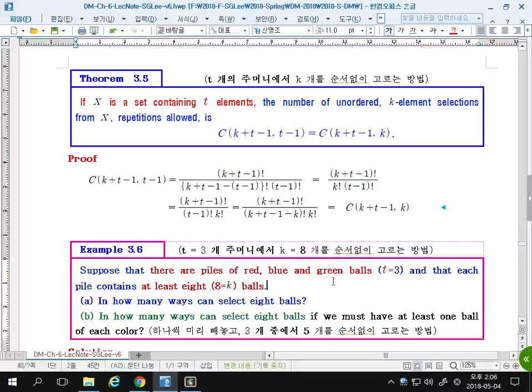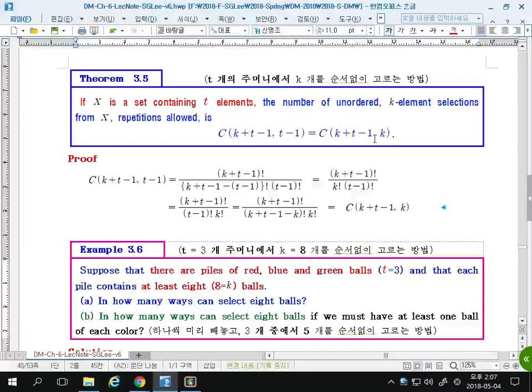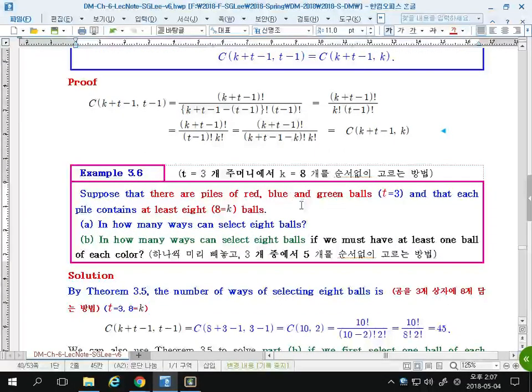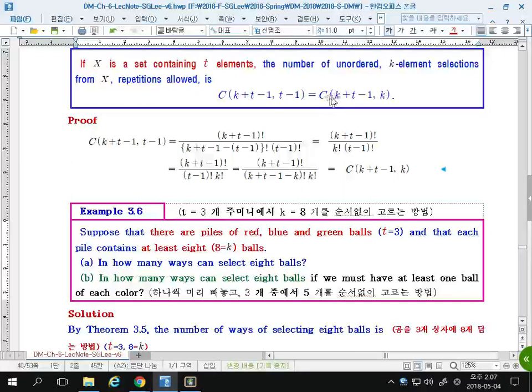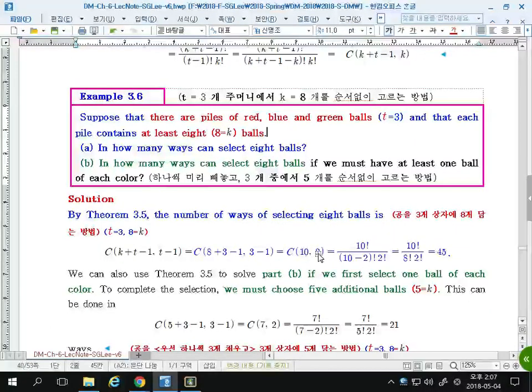Okay. So with this theorem in mind, we have 3 buckets, and we are choosing 8 objects without order. So what we are supposed to do is choose k plus t minus 1, where k is 8 and t is 3. So 8 plus 3 minus 1, choose t minus 1, which is 10 choose 2, which is 45. This is what we are looking for.